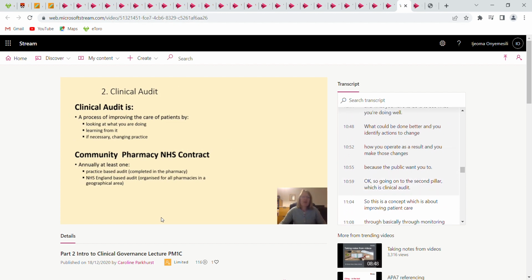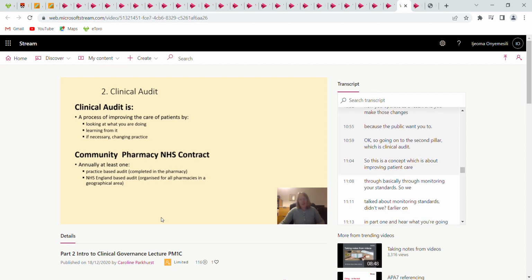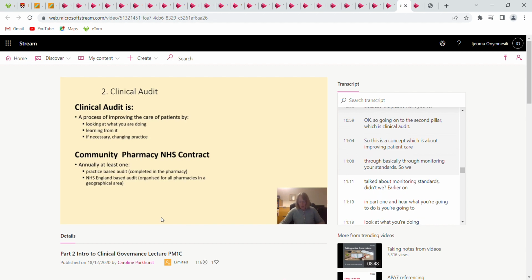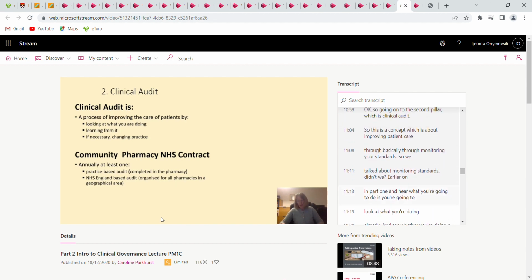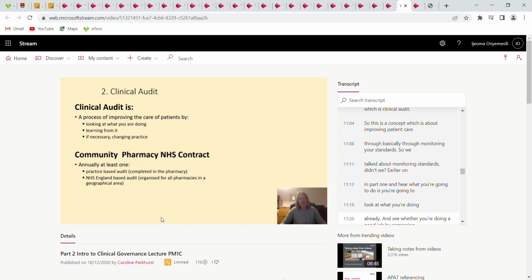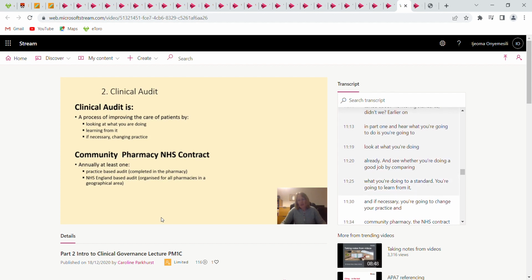Okay, so going on to the second pillar, which is clinical audit. So this is a concept which is about improving patient care through monitoring your standards. So we talked about monitoring standards, didn't we, earlier on in part 1. And here what you're going to do is look at what you're doing already and see whether you're doing a good job by comparing what you're doing to a standard. You're going to learn from it, and if necessary you're going to change your practice.